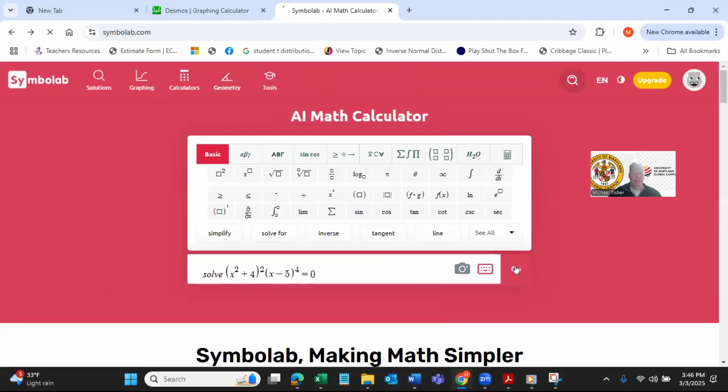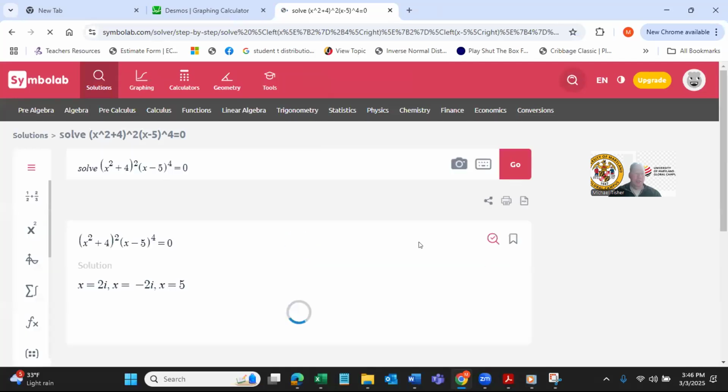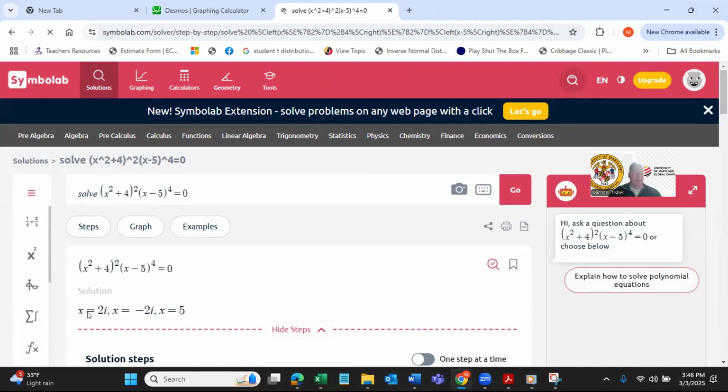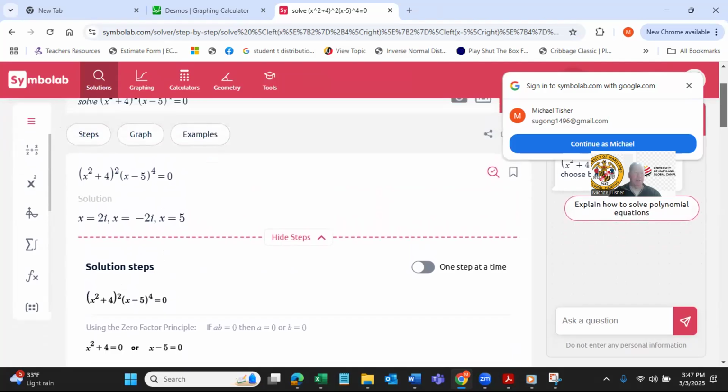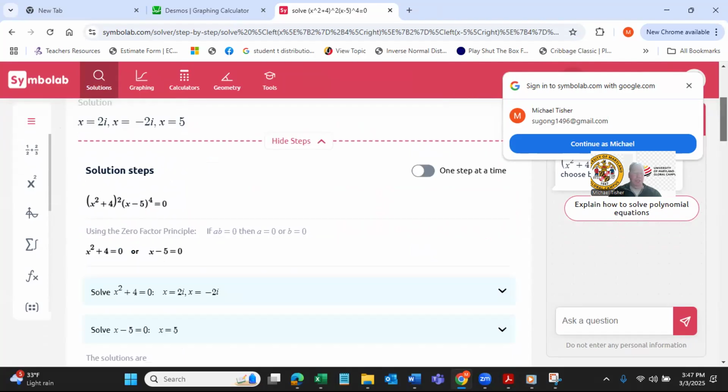All right, we'll click go. And we get the zeros of x = 2i, x = −2i, and x = 5. And let's see how it does it. What it does is take each factor and set it equal to 0. So the first factor is x² + 4, and we set it equal to 0 and solve for x. When we solve for x, we get 2i and −2i. And then it took the next factor, x − 5, and set it equal to 0. So when you solve for x, you get x = 5.